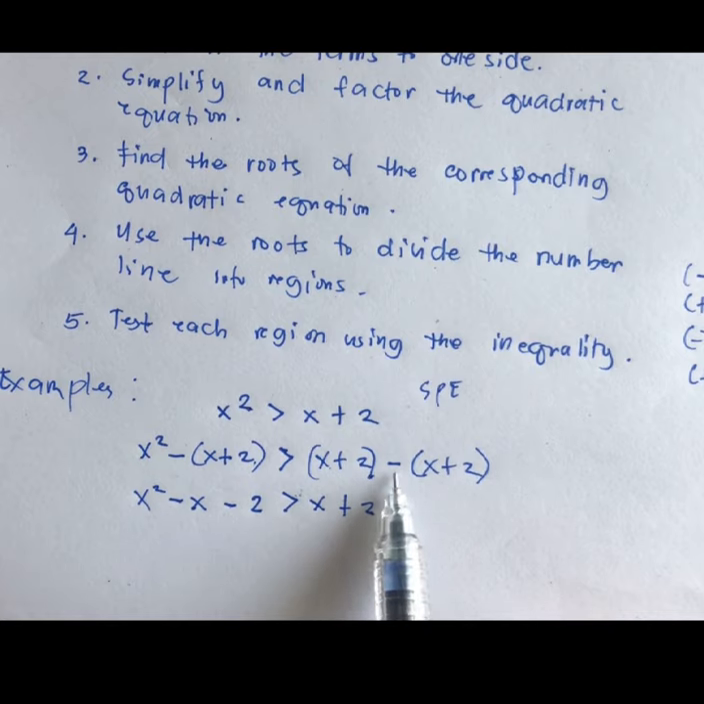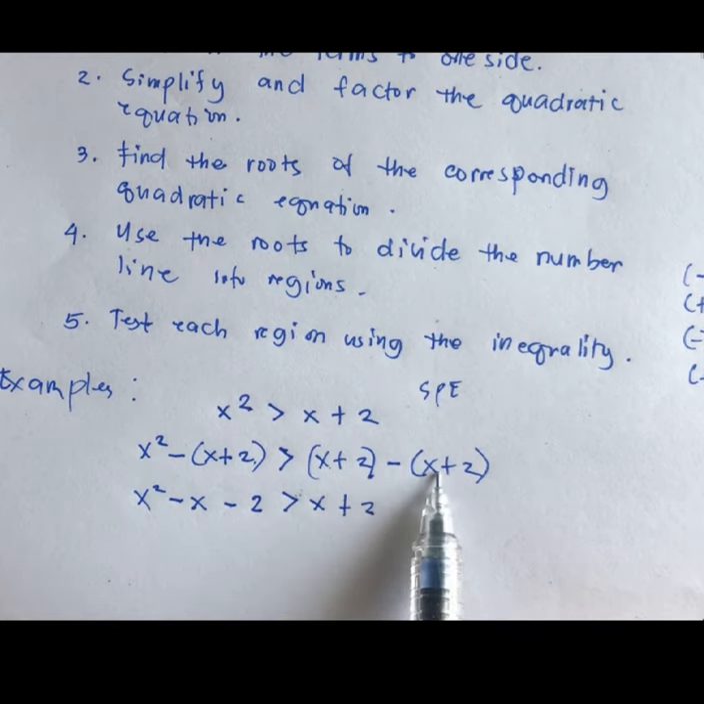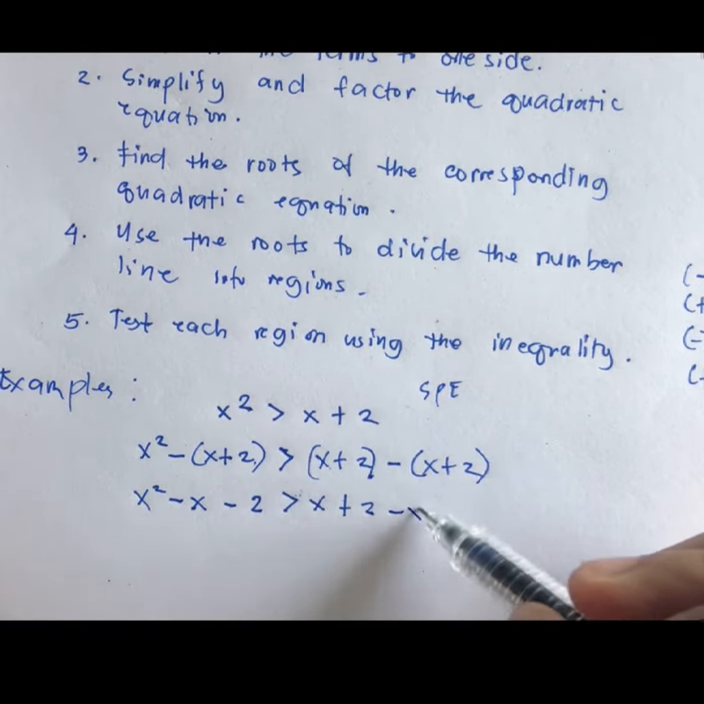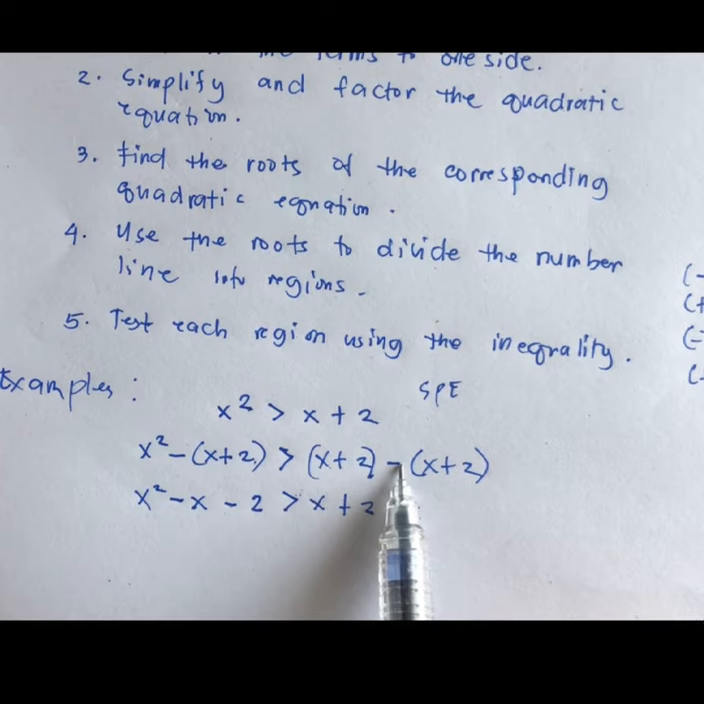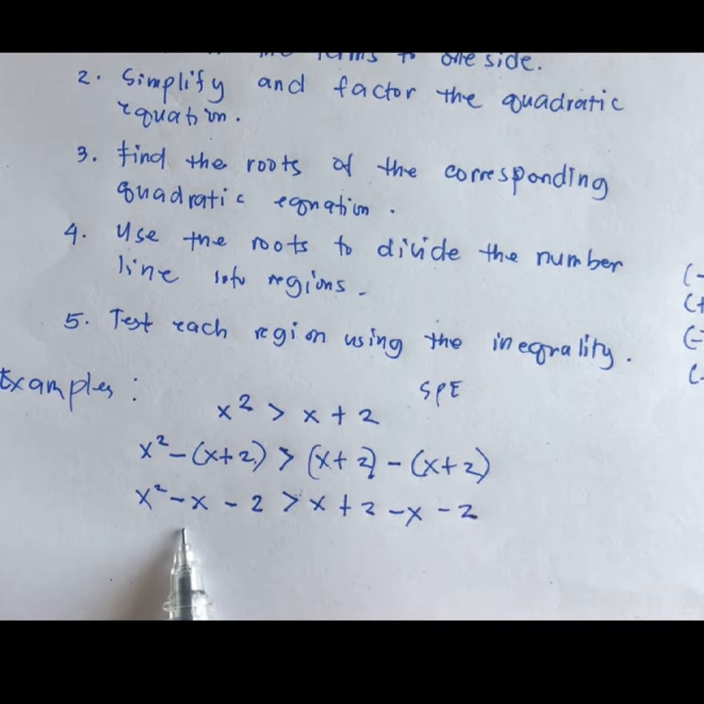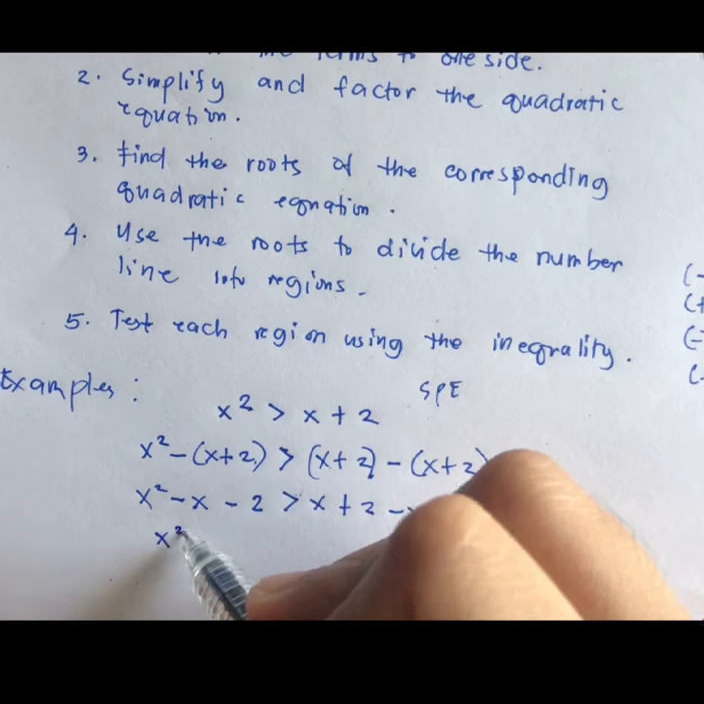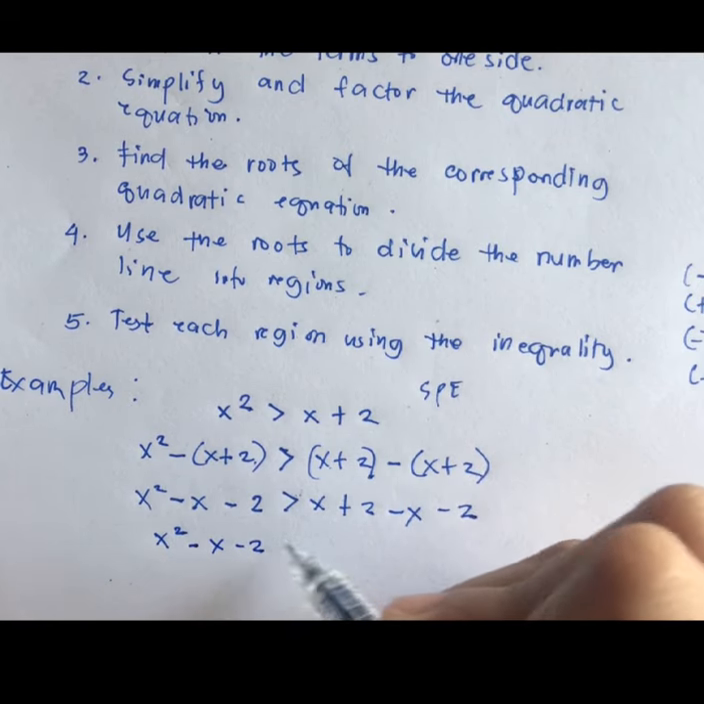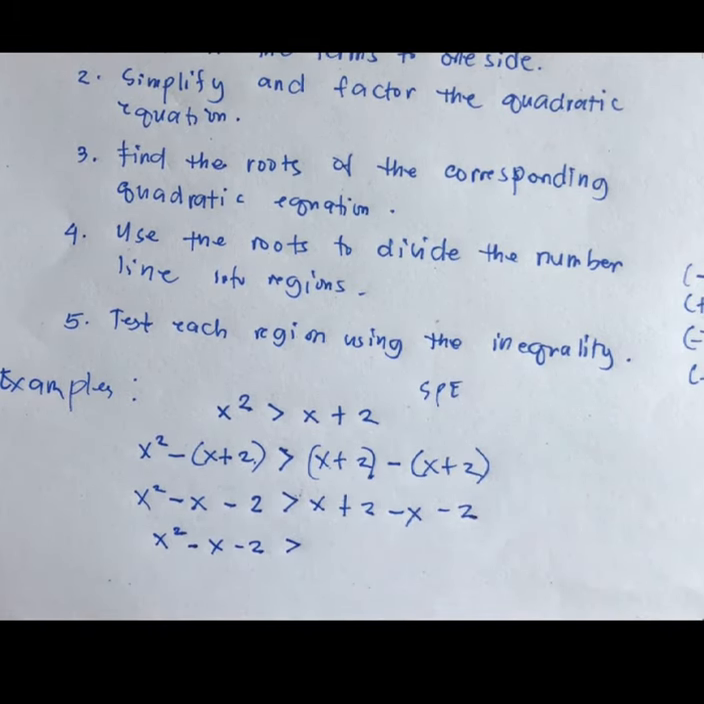And then the same rule, we just distribute the sign to the inner terms. So negative times positive x, that's negative x. Negative times positive 2, that's negative 2. So copy the expression on the left side. We have x squared minus x minus 2. Copy the inequality as well, and then we have to manipulate or simplify the expression on the right side. So first is to locate or find the like terms.